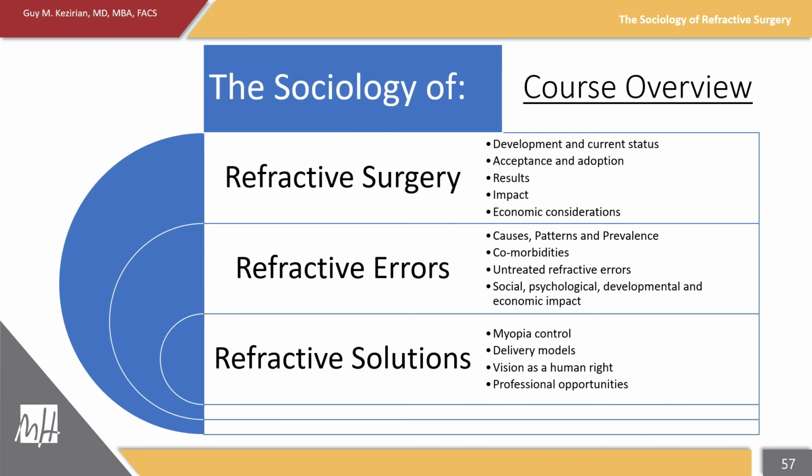Today we've talked about refractive surgery, its development, its acceptance and adoption, the results, the impact, and economic considerations. We've gone into the development of refractive errors, the causes, patterns, and prevalence, comorbidities, the prevalence of untreated refractive errors, and the impact of that on social, psychological, developmental, and economics. And we've looked at how we might solve the problem. What would it take? With myopia control, improved delivery models, considering vision as a human right, and our professional opportunities with leadership, system design, and collaboration.